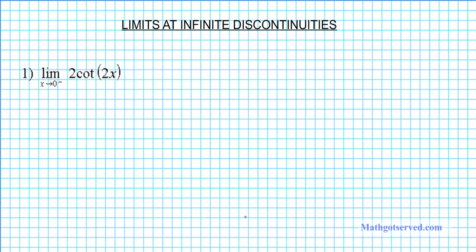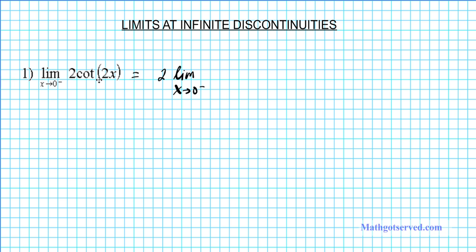All right, let's take a look at question number 1. We're to find the limit as x approaches 0 from the left of 2 cotangent 2x. So we can go ahead and factor out this 2 from the limit using the property of limits. Factor out the 2, so we have 2 times the limit as x approaches 0 from the left.